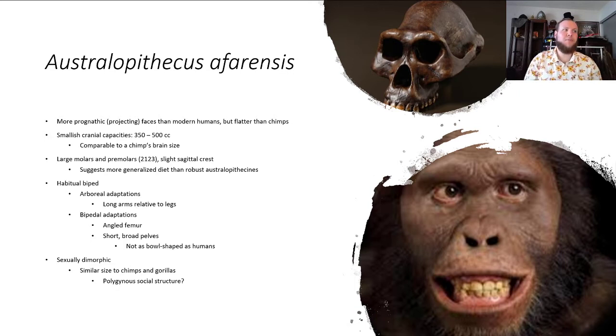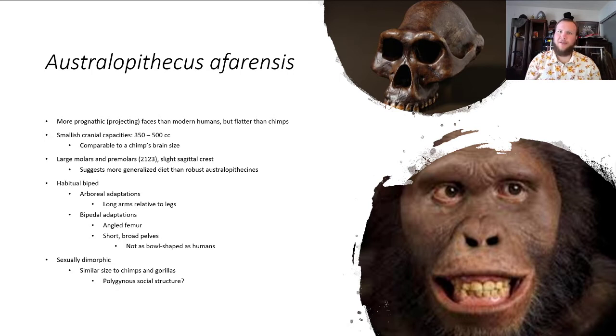They have large molars and premolars with a slight sagittal crest. They also have a 2-1-2-3 dental pattern, so it suggests they have a more generalized diet, okay, than robust Australopithecines. Habitual bipeds, like we said. They have long arms relative to legs, but they also have angled femurs with short, broad pelvises, but they're not as bowl-shaped as ours, okay?